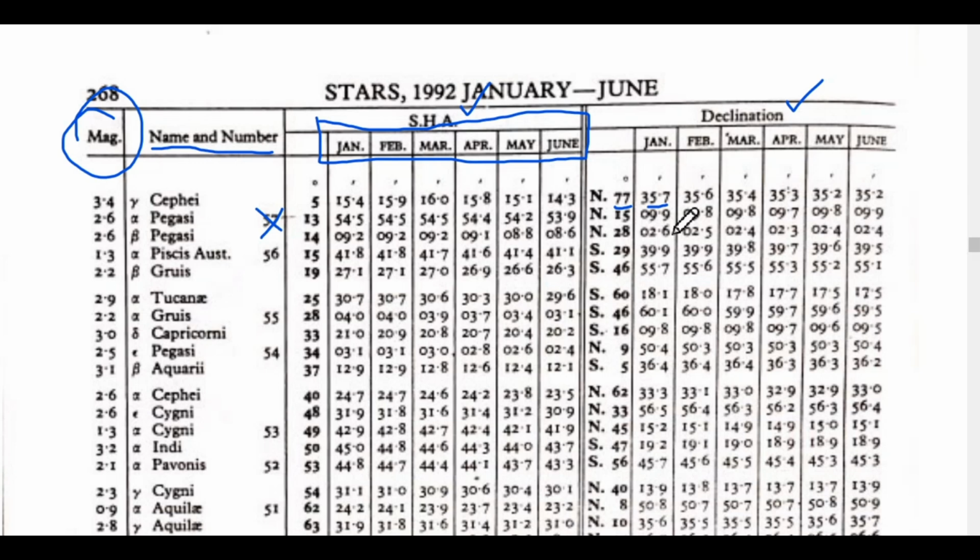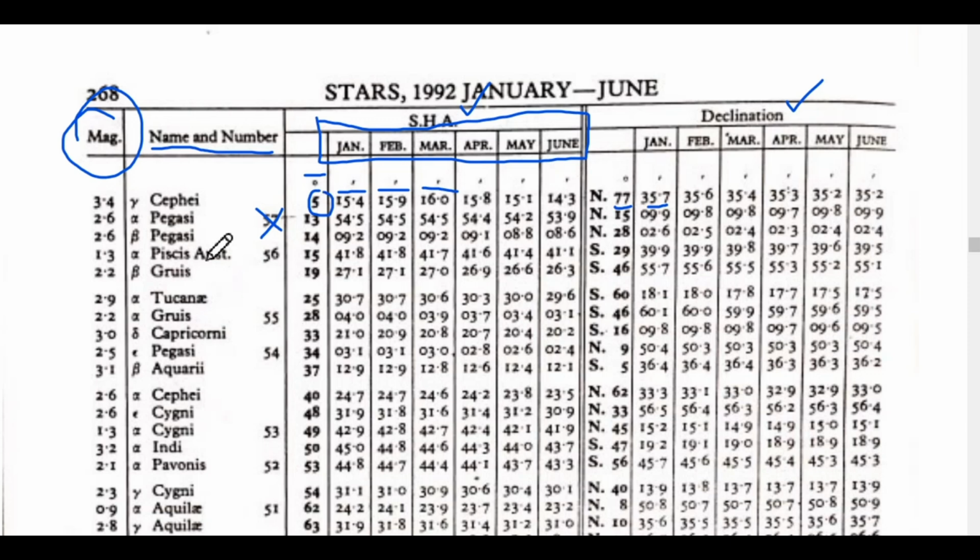The SHA and declination of stars does not change much. The change is very, very slight. So you will hardly find the degrees changing. The change will always be in minutes. So for any star, let us say the first star, the SHA is 5 degrees. In the month of January, 15.4 minutes. In the month of February, 15.9 minutes. Then 16 minutes and so on. The change is very, very gradual. So that's why the degrees are only given once in the beginning.